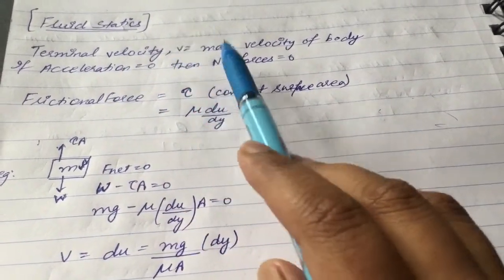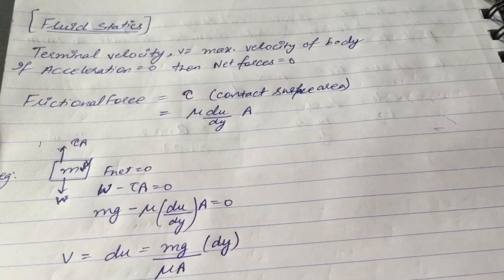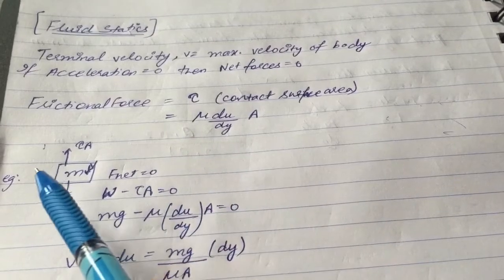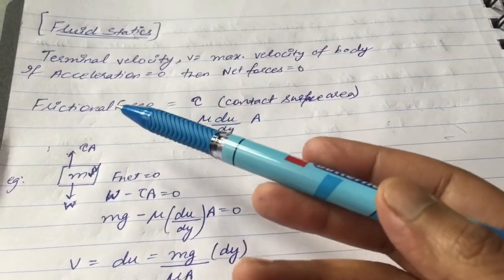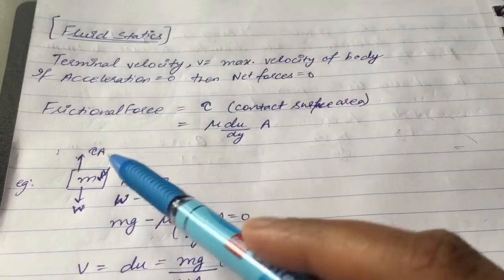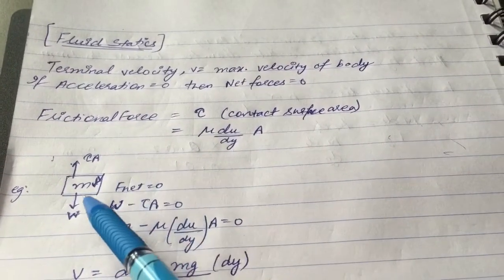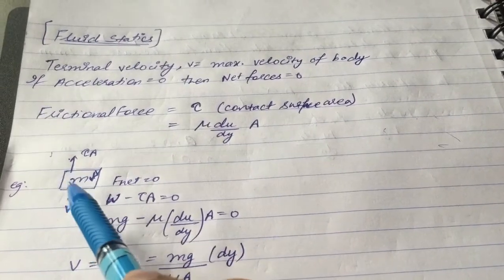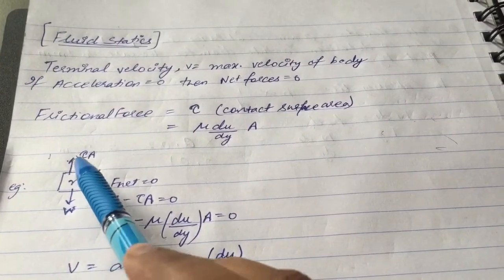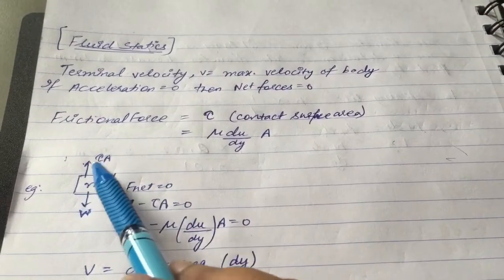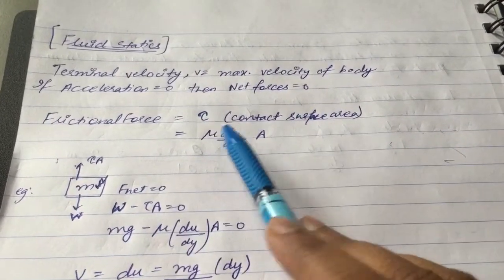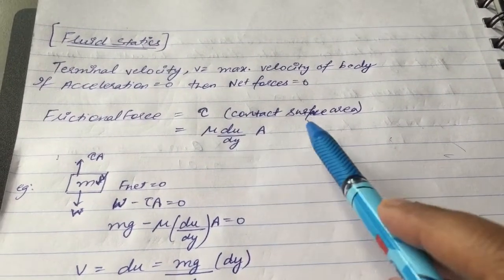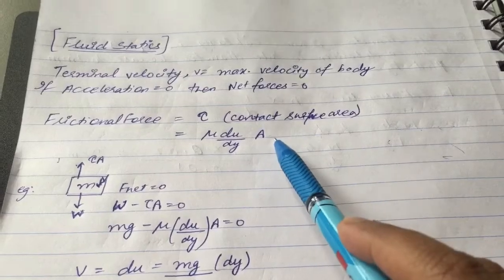Terminal velocity v is the maximum velocity of a body. If acceleration is 0, then net forces are 0. Supposedly, a body is falling in a fluid with a velocity v. This is a body of mass m, and frictional force is acting on it. Frictional force is tau into contact surface area. Tau we know is mu du by dy, into contact surface area A.